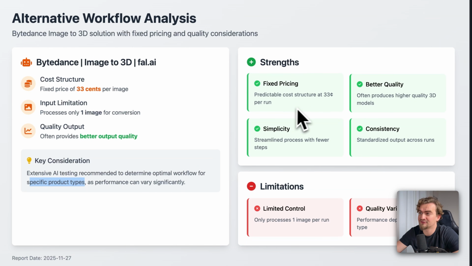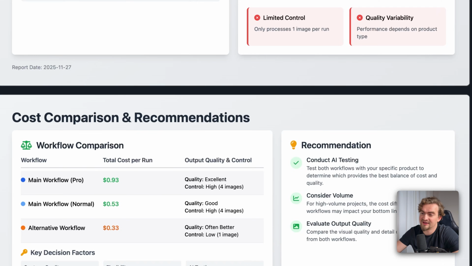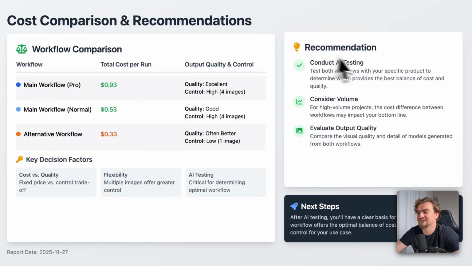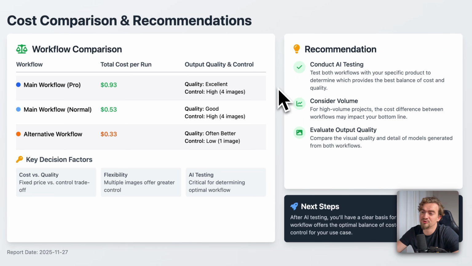So the strengths are fixed price, better quality, it's simple, and it's more consistent across the outputs, since we don't have the Nano Banana part, which can also give you nondeterministic outputs. So the limitations are we can only provide one image, so a lot of details might be missing. We don't know yet. And the quality depends heavily on the product, so it does not work for all products. And here's a total overview of what we just discussed. So I recommend to do heavy testing to know exactly what you need.